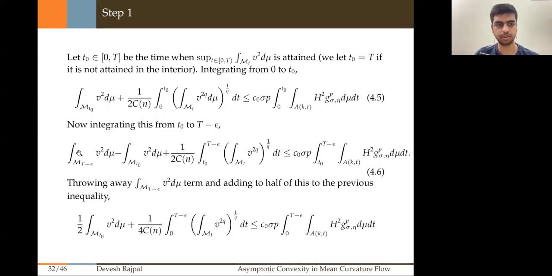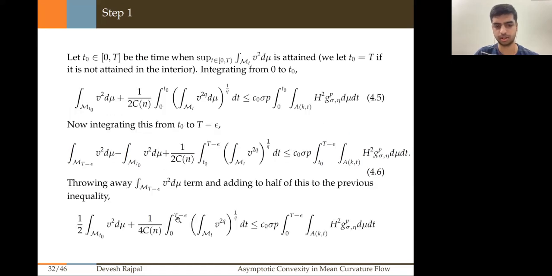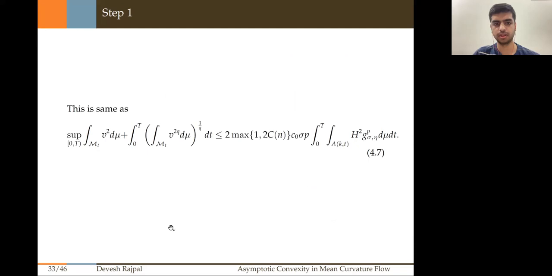the supremum. T naught was the point where this function was achieving the supremum, plus some integral from 0 to T, epsilon approaching 0, we are taking the limit here. So the integral from 0 to capital T is less than or equal to, I'm managing the constants so that this becomes 1, a certain factor times the integral from 0 to T of this quantity A K T, h square g sigma theta raised to P. And so this finishes step 1. Again, if you have any question, feel free to interrupt me.